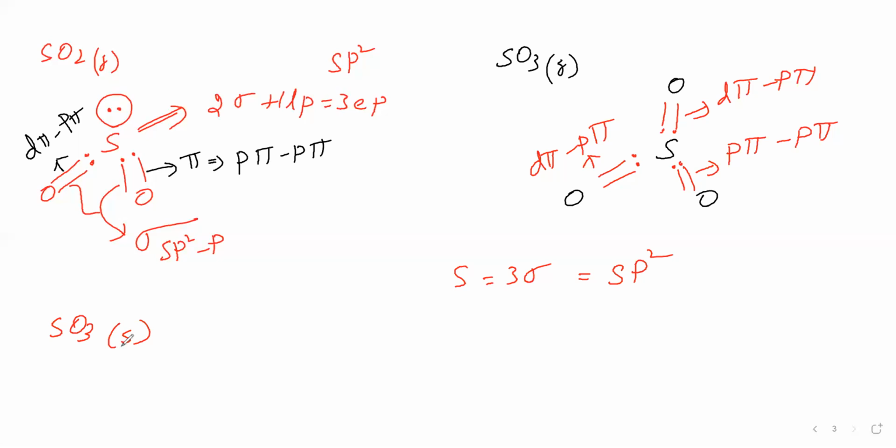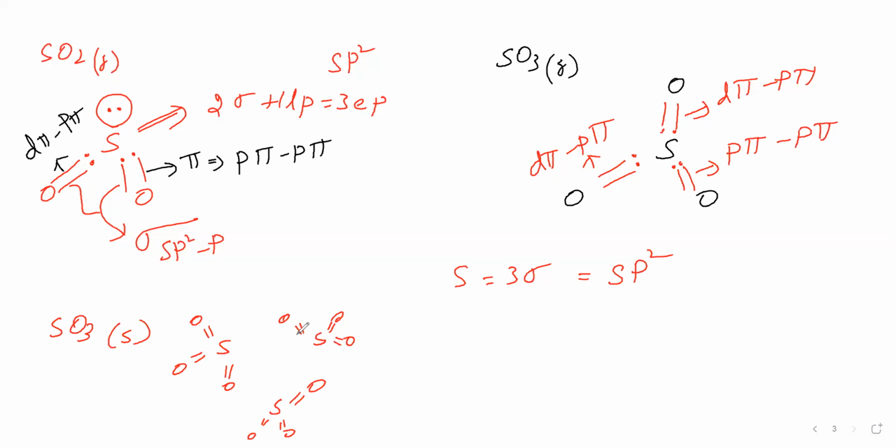Now we will see the solid. SO3 in solid will exist in the form of, one is cyclic form, another one is chain form. First the cyclic form. In the cyclic form, we will write SO3 like this. One SO3, another SO3, another SO3. Now 3 SO3 we have written.